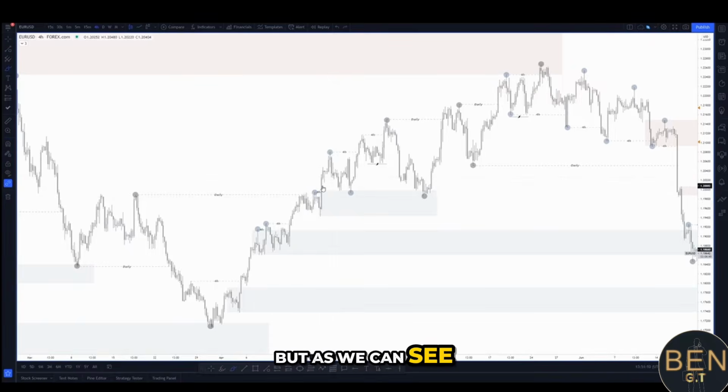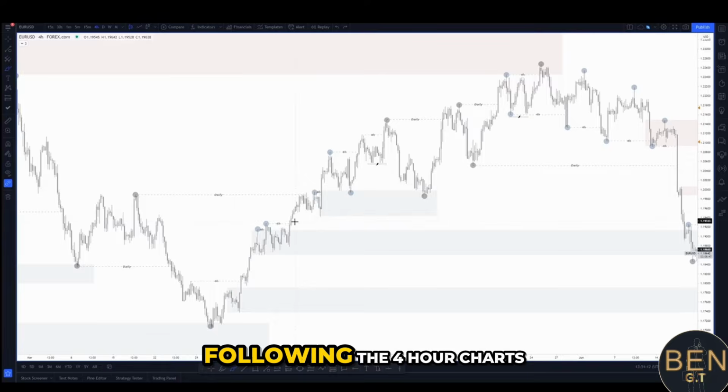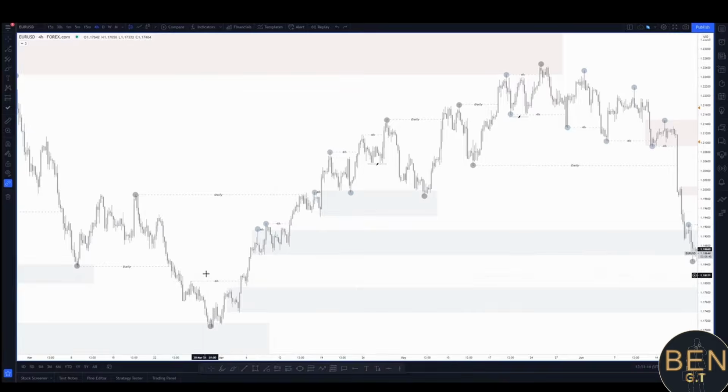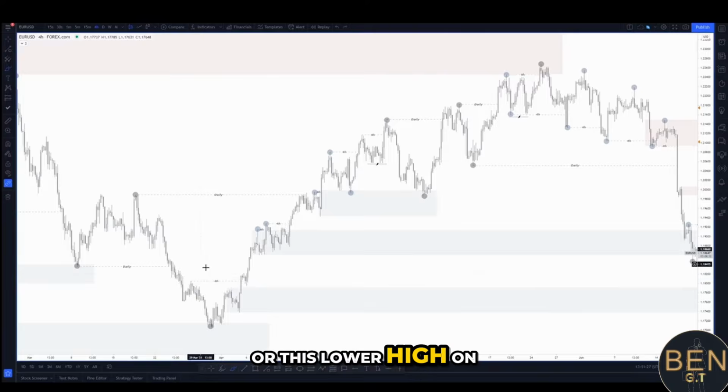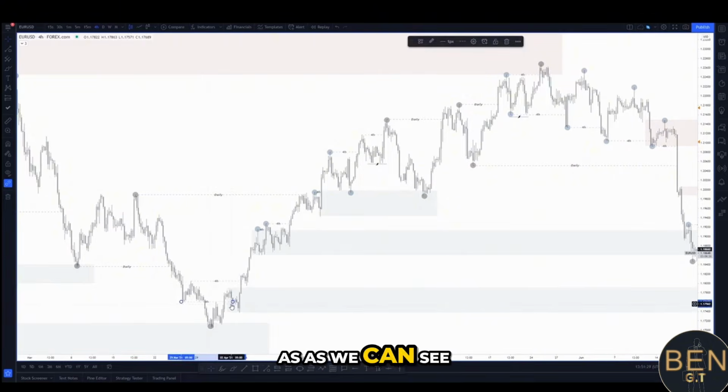But as we can see, if we're mapping out and following the 4-hour charts, our real change of character, when the 4-hour switched from bearish to bullish, happened when we broke this swing high, or this lower high on the bearish leg. Because as we can see, we had a lower high right here.